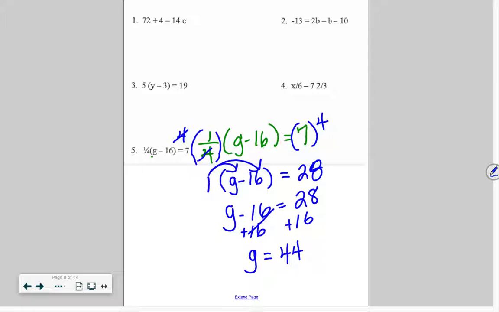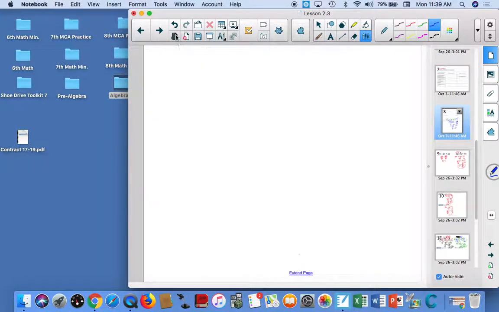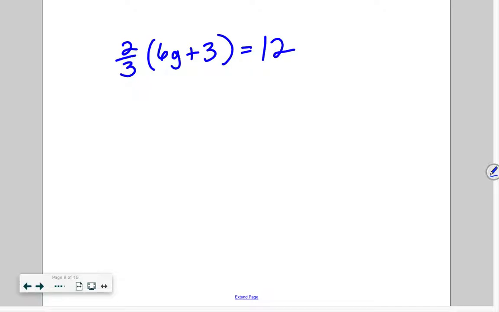Do you want to see another question like that? Let's insert a new slide here. Let's say that we were going to do 2/3 times 6g plus 3 equals, let's say 12, okay?